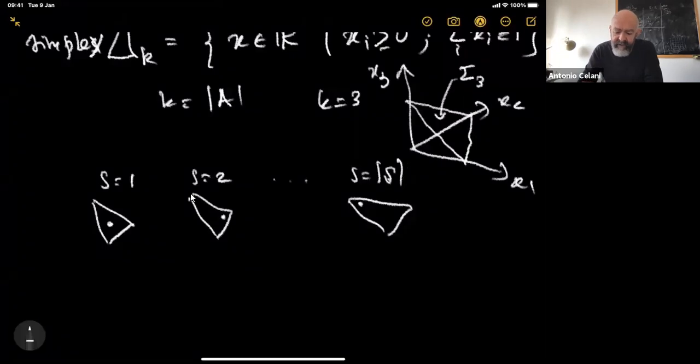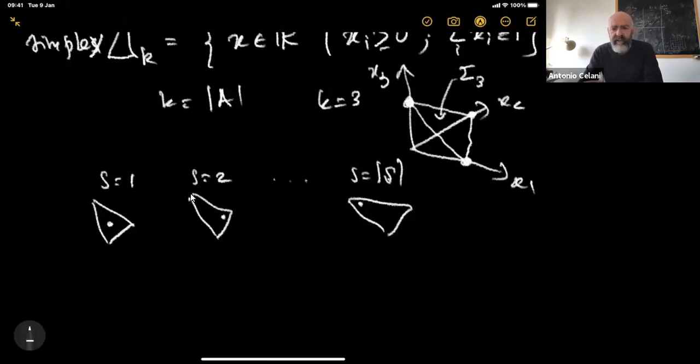For instance, sitting here on the tip of this, what does it mean? It means that x1 and x2 are 0 and x3 equals 1, which means taking a policy which always chooses action 3. And if I sit here, I always choose action 1, and if I sit here, I always choose action 2.